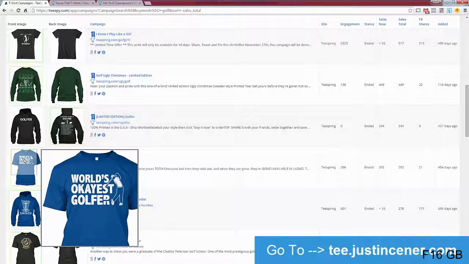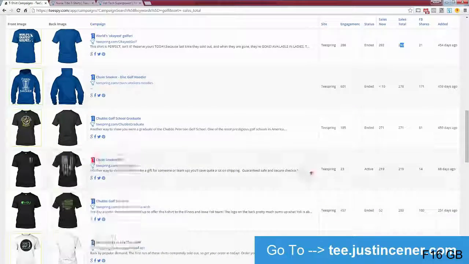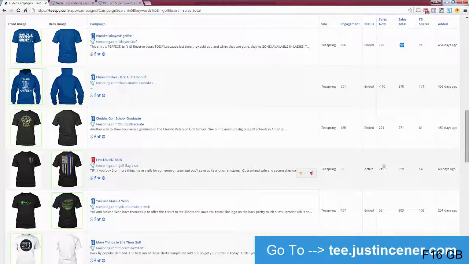Something like this, again, World's Okayest Golfer. There's been World's Okayest everything in terms of shirts. So it's taking a concept that's worked and applying it to your niche. This one sold 300. And here's another example, I think this probably is the same design. Sold another 200.